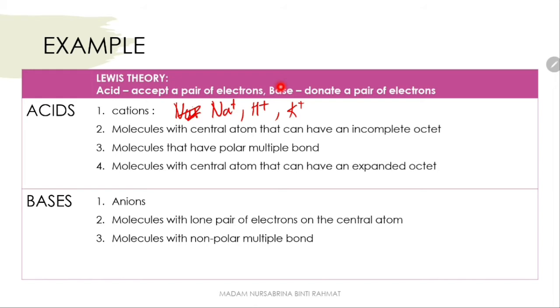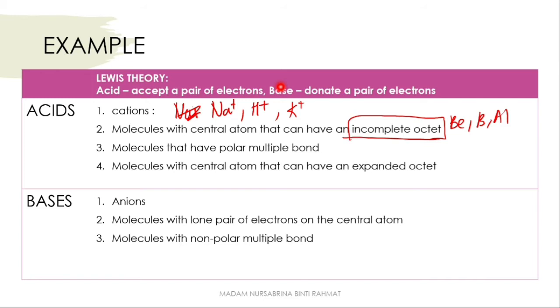Okay, so molecules with a central atom that can have an incomplete octet. Central atoms that can have incomplete octets are just the elements beryllium, boron, and aluminium, which you can simply call Birbal. So Birbal elements can have an incomplete octet, so that means it will become a Lewis acid. Thirdly, molecules that have a polar multiple bond. Later on in semester 2, you will learn about organic compounds, so you will come across organic compounds with multiple bonds. Some multiple bonds are polar, but some are non-polar.